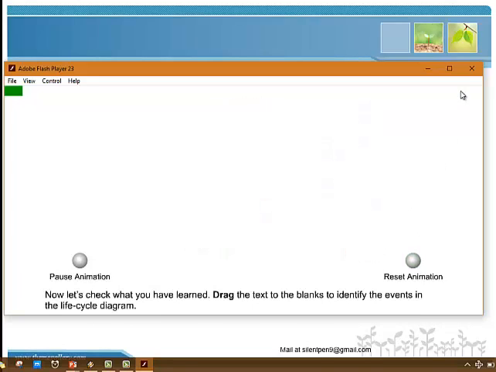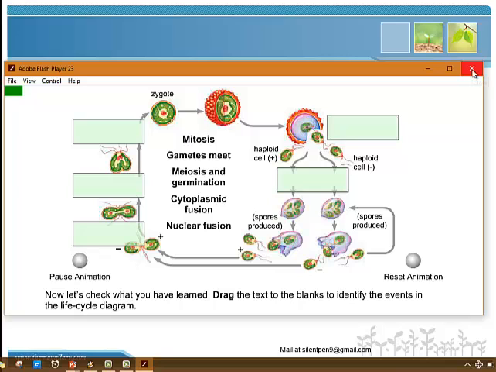Now let's check what you have learned. Drag the text to the blanks to identify the events in the life cycle diagram.